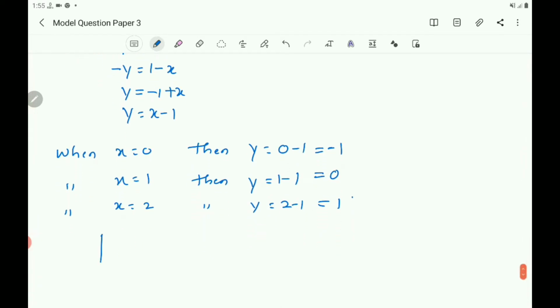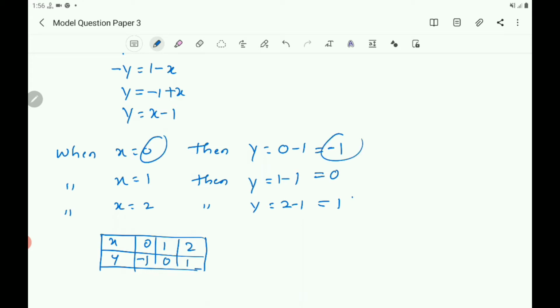So you got the column x, y. The values of x are 0, 1, 2, and the values of y are minus 1, 0, 1. Here the pairs are 0, minus 1; the second pair 1, 0; and the third pair is 2, 1.